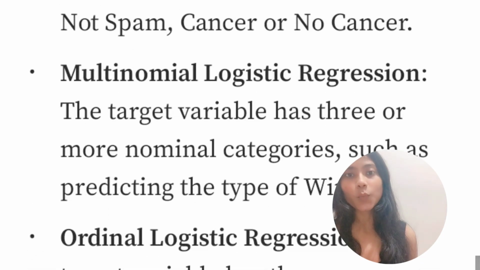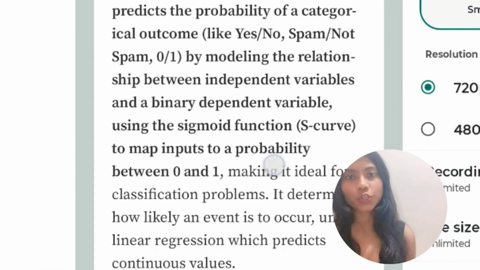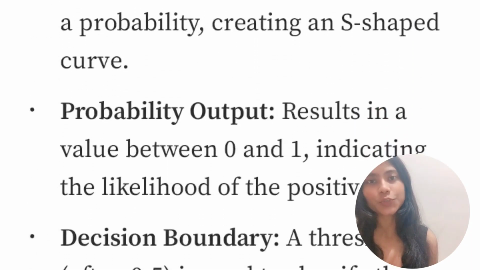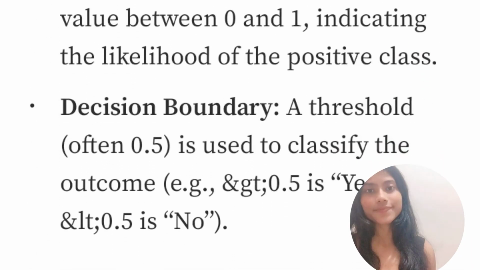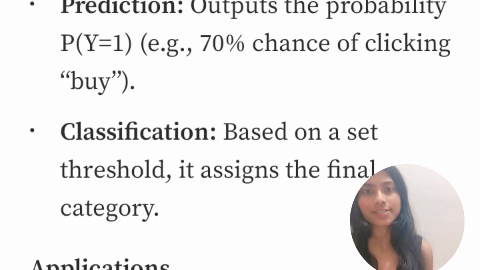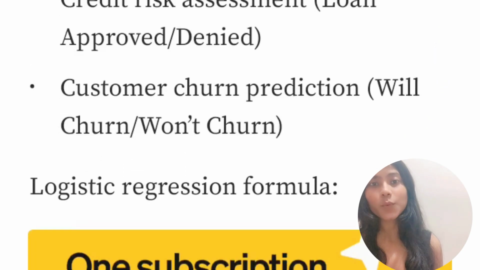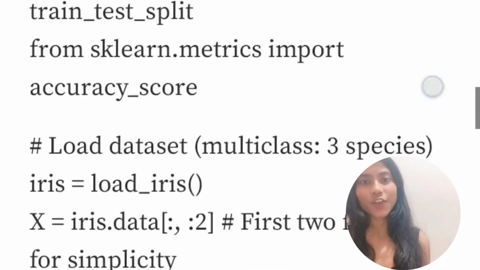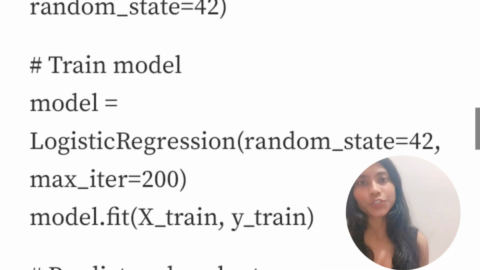The sigmoid function takes any number, big or small, positive or negative, and squeezes it into a value between 0 and 1. So values close to 0 mean unlikely. Values close to 1 mean very likely. This output can be interpreted as probability.